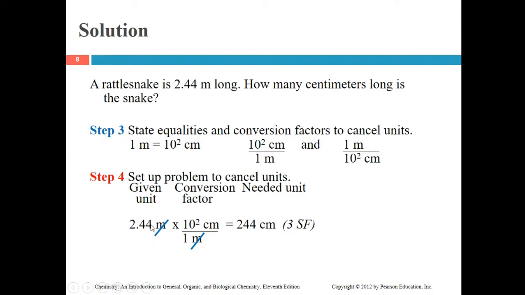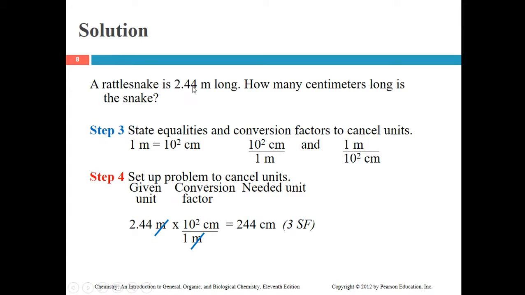So then we have 2.44 times 10 to the second, or 100 centimeters. So our meters cancel out, we get centimeters, 244. Well, let's see, is that the right amount of significant digits? This is applying our significant digits problems from several sections ago.